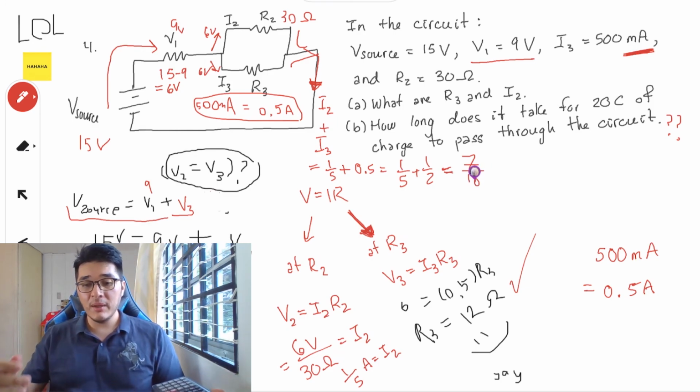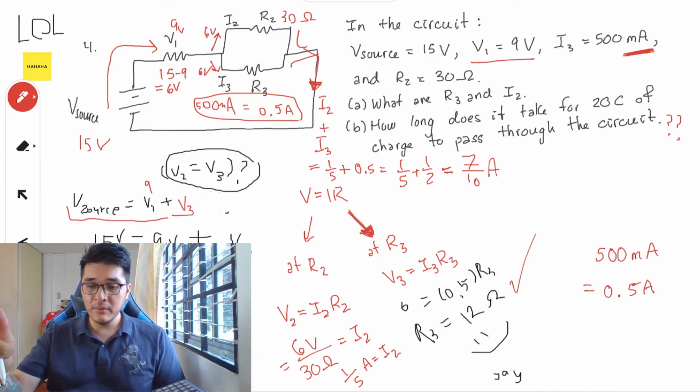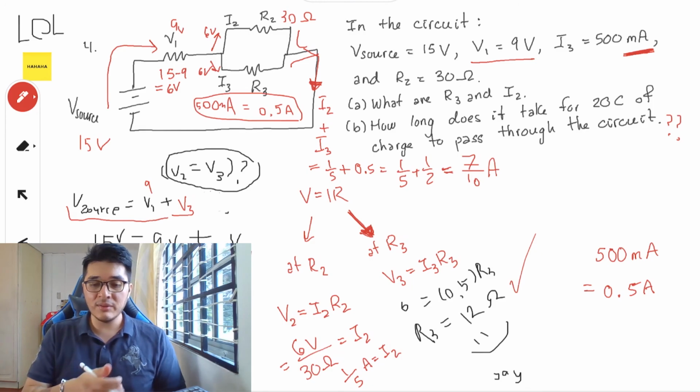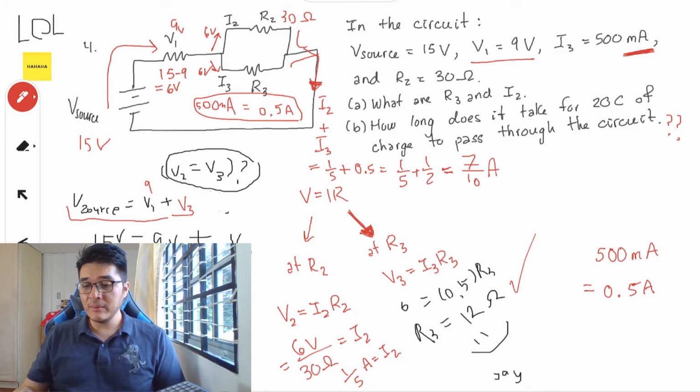In other words, the current at 2 we found was 1 over 5, and the current at 3 was given to us. So when they leave the parallel branch, they recombine, which is the current in the battery as well, because the battery is connected at the end of the circuit. If they want to find out how long it takes for 20 coulombs of charge to pass through the circuit, we use the formula current equals charge over the change in time. We found the current. The only thing we have to do is isolate for the change in time.